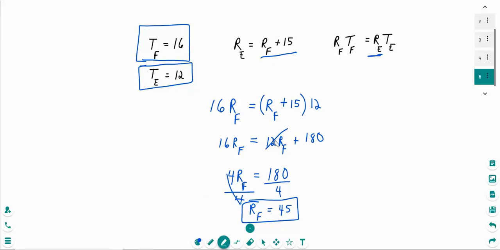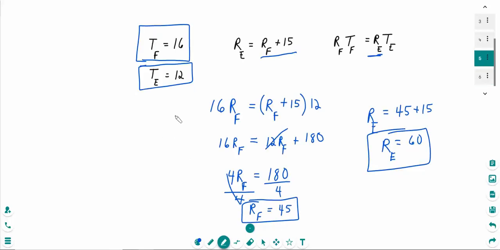Okay? The only thing left to solve for is r sub e. We have the t sub f and the t sub e. So r sub e is going to be equal to r sub f, which we now know is 45, plus 15, which is going to be r sub e has to be equal to 60. And there we go. We have all 4 variables taken care of. All right? Very good. So hopefully this makes sense to you.